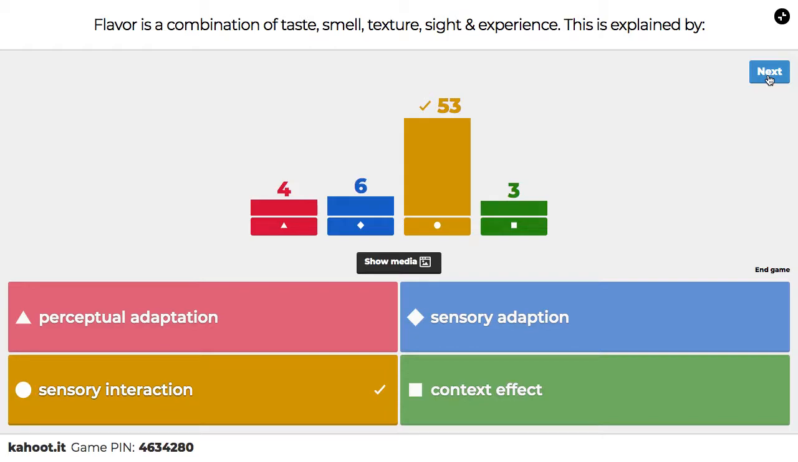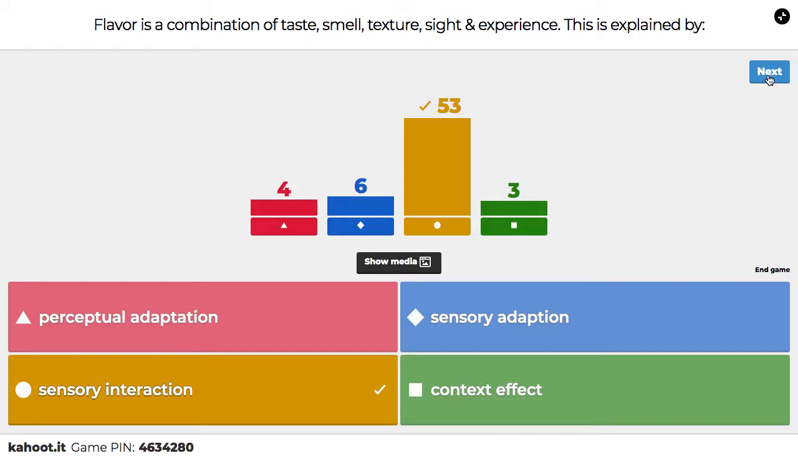Sensory adaptation is getting used to a consistent stimulus. So if I'm wearing my watch, I get used to that. Perceptual adaptation was the goggles. So you adapted to a changed perceptual field.